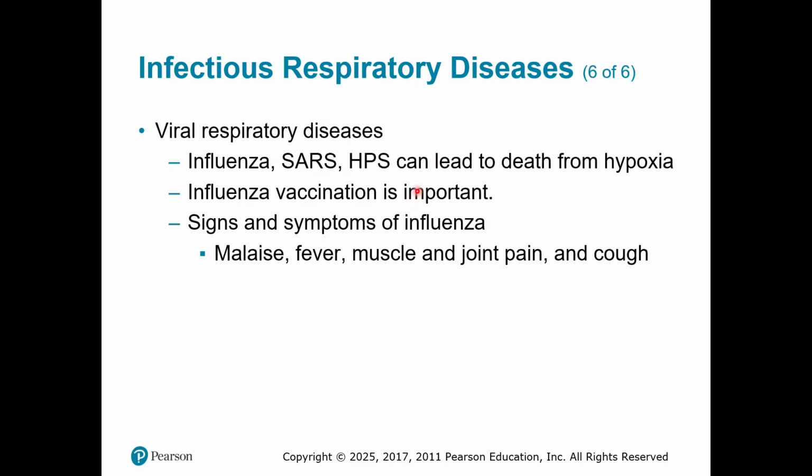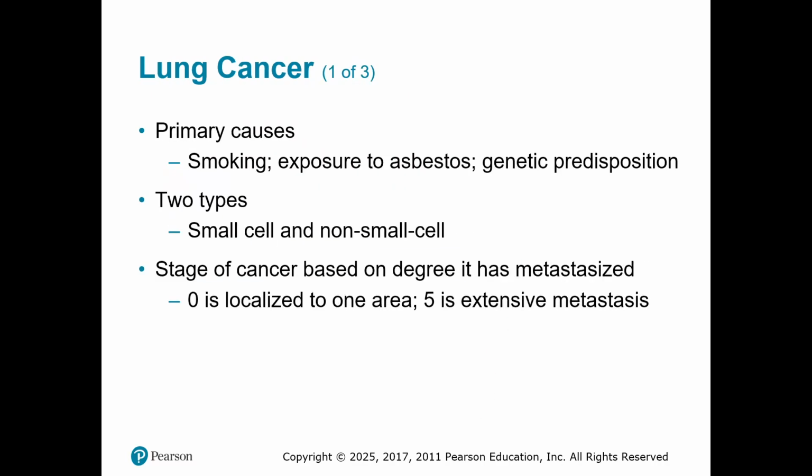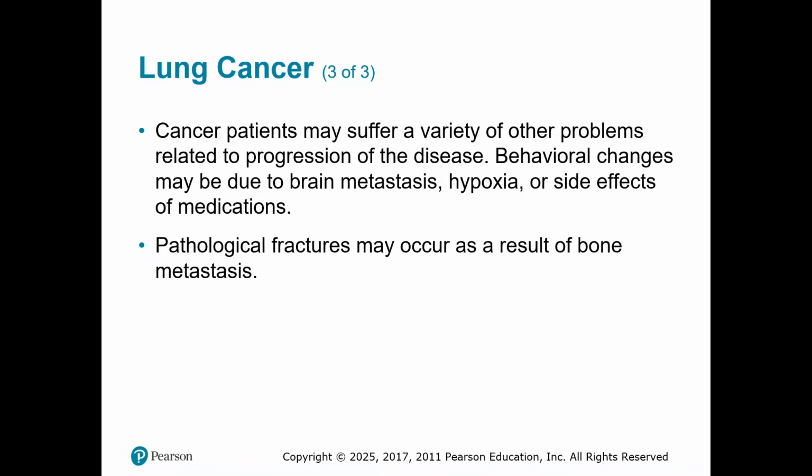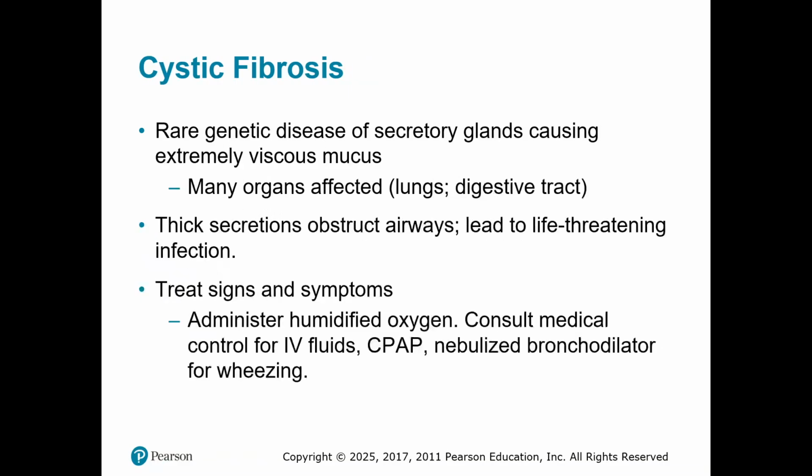When we talk about SARS and HPS, your influenza patients, these patients usually have more than just respiratory involvement. Their body aches, fever, muscle joint pain, and cough. Lung cancer patients, a lot of them are dying. These patients, we are concerned about having a pulse or a DNR. Not a lot there. Cystic fibrosis patients, it's a very rare genetic disorder.